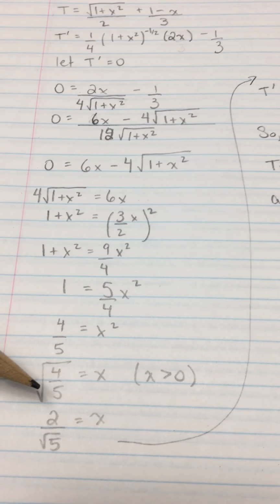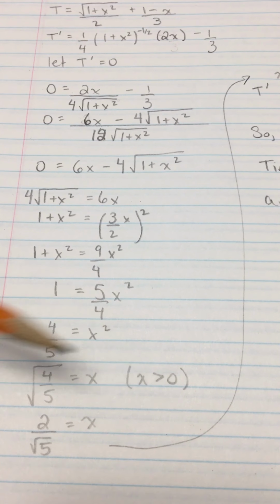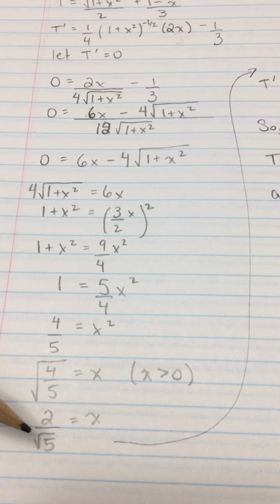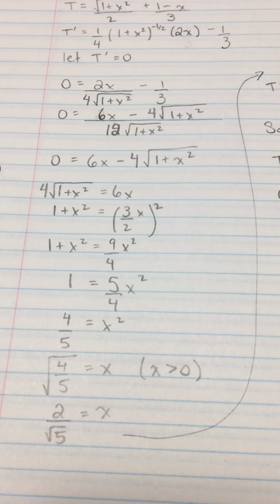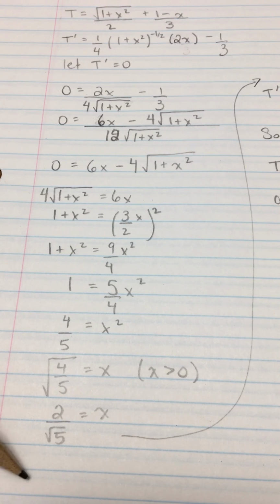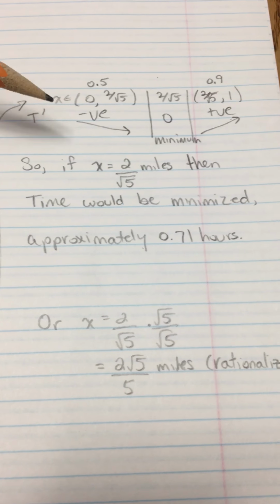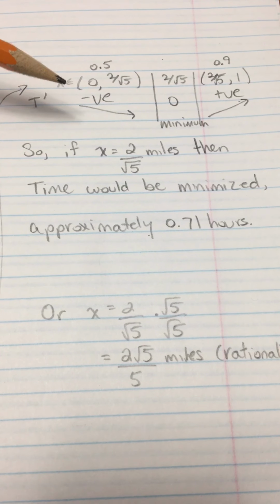And then we have to go and square root both sides again. Make sure that you note that x has to be greater than 0. That's why we don't have a negative square root 4/5 solution, giving us an answer of 2 over root 5 for x. So then we're going to take that solution, 2 over root 5, and make our table to verify that it is indeed a minimum value and not a maximum value.